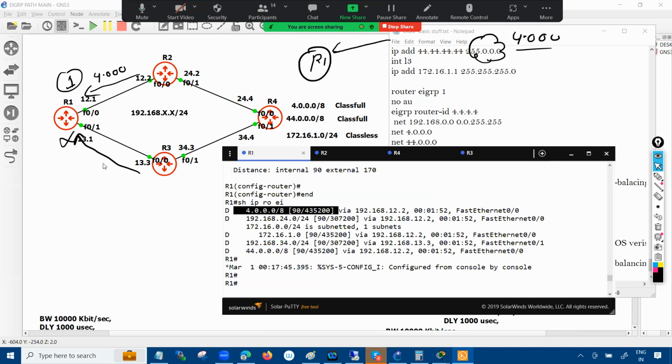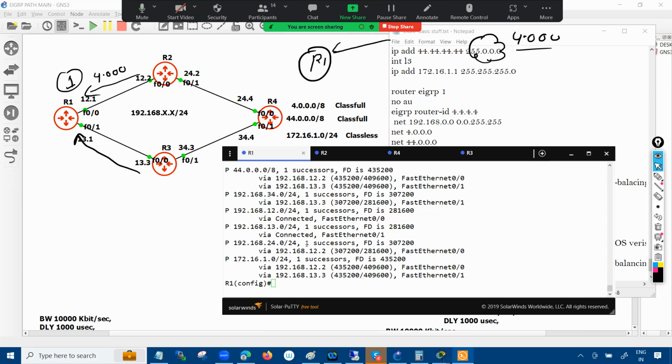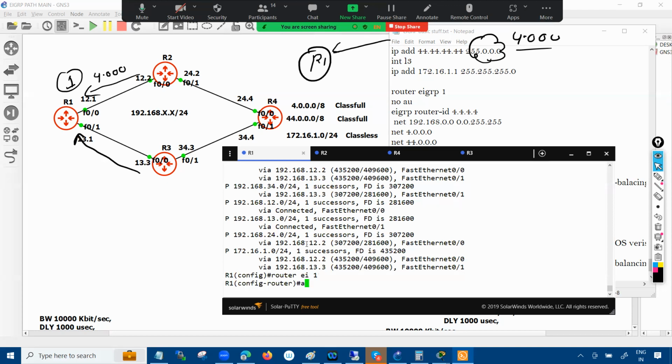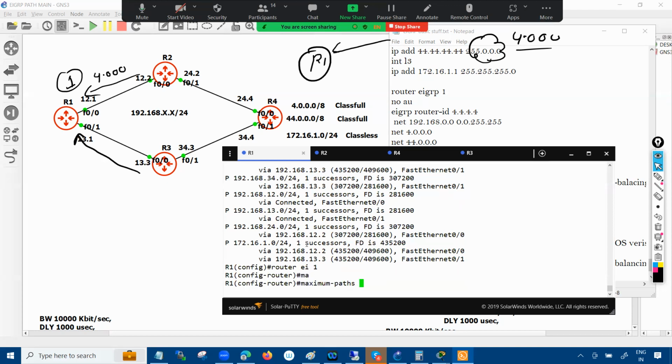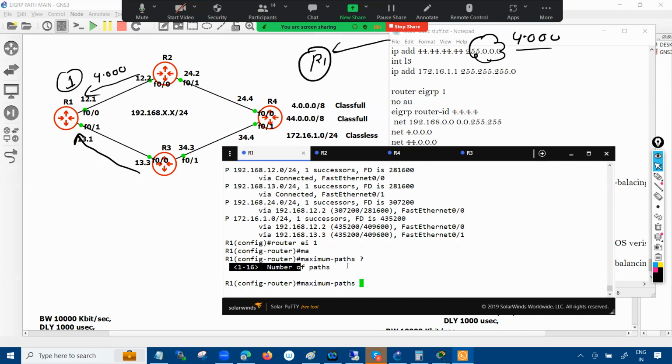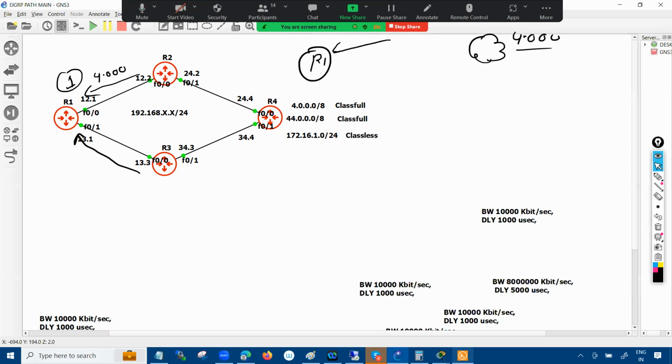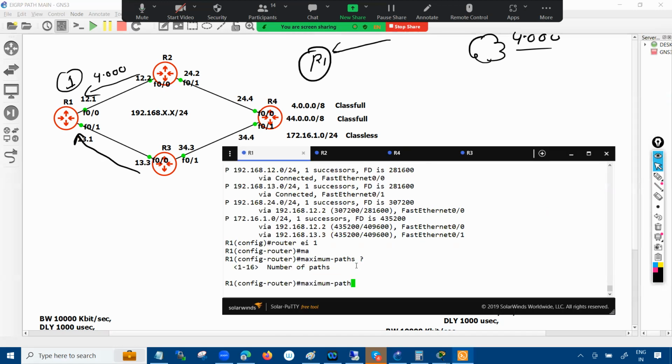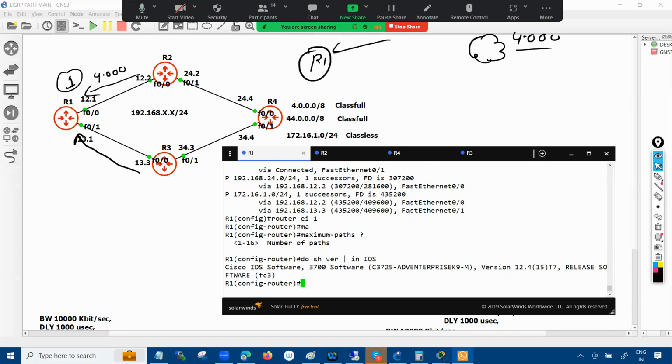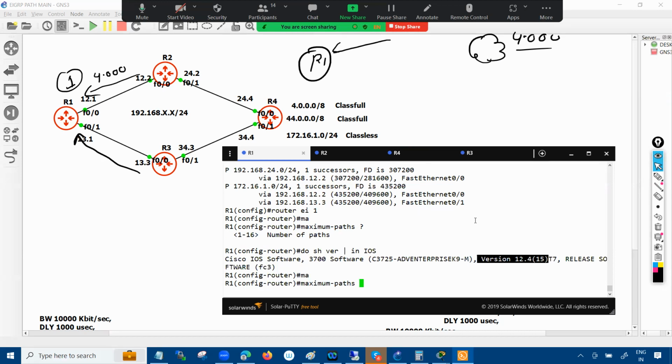It doesn't mean that we are not receiving the route from this way. I'm receiving the route from this way, but I'm not going to make it the best right now, because the maximum path is configured as only one. But if I configure router EIGRP maximum path, you can see we can configure up to 16 in the older IOS version. If you see, show version include IOS, it's 12.4. It's an older one, so you can configure up to 16 only.